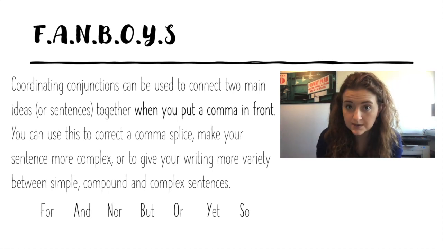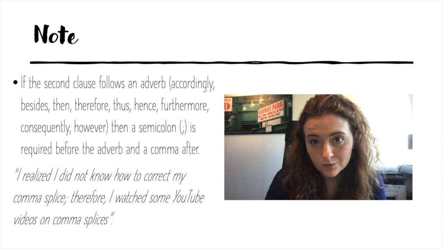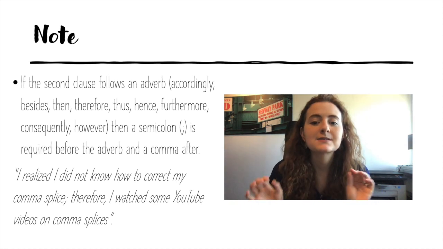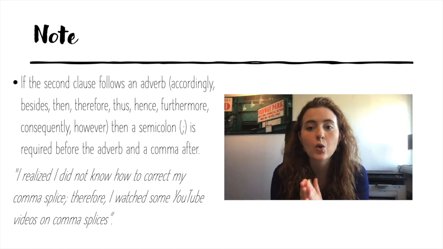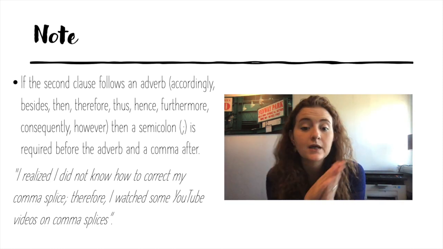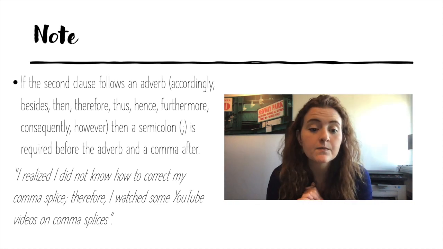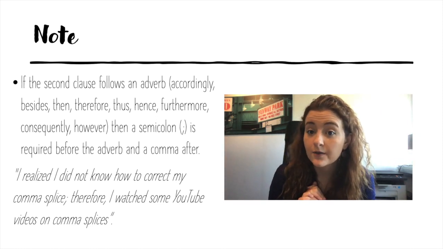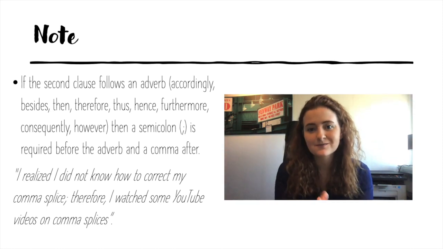Make sure that you use a mixture of different kinds of sentences throughout your writing so it doesn't become dull and predictable. Make note. If the second clause follows an adverb, then a semicolon is required before the adverb. So let's say you said accordingly, you need semicolon, accordingly, and then a comma after it. So in the example here we can see, I realized I did not know how to correct my comma splice; therefore, I watched some YouTube videos on comma splices.